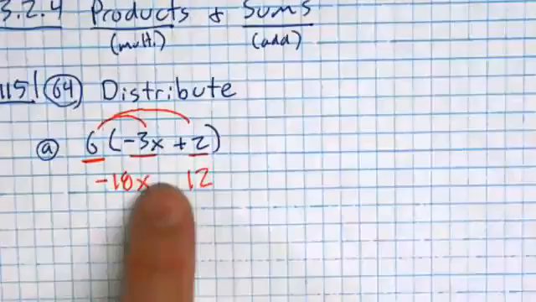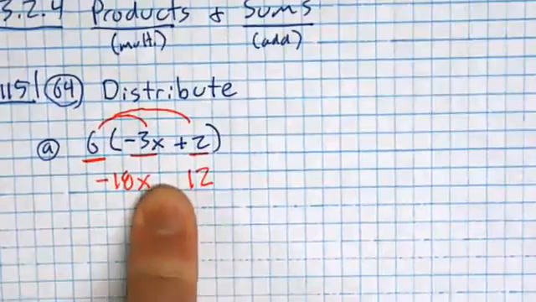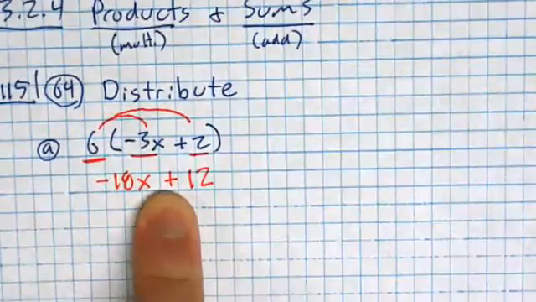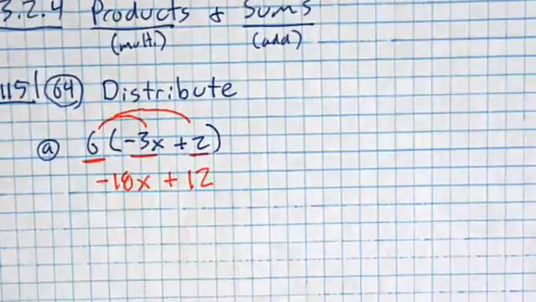Now there's got to be something in between these, and that's a positive 12, so I'm going to put a plus. If it had been a negative 12, I would have written a minus, but that's a positive 12, so I'm going to put a plus. And that's it. That's our answer. Does that look familiar? All right.